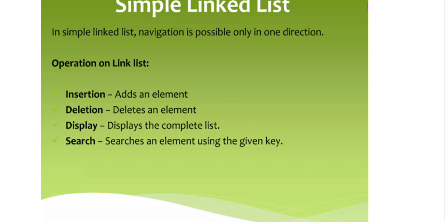So we'll see the simple linked list or single linked list. In a single linked list, navigation is possible in only one direction. Navigation here means the link direction. Okay, now the link between two nodes, that direction is called the forward direction only.